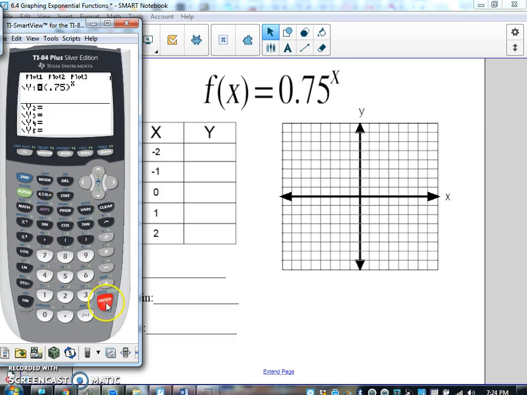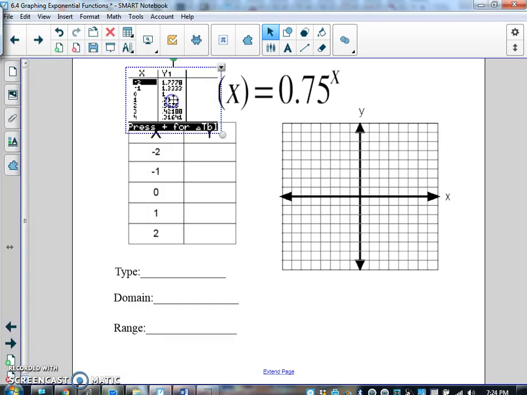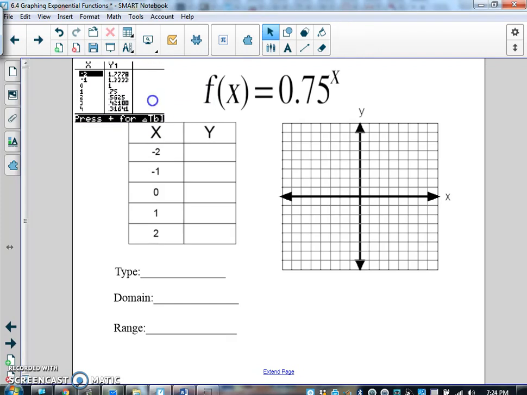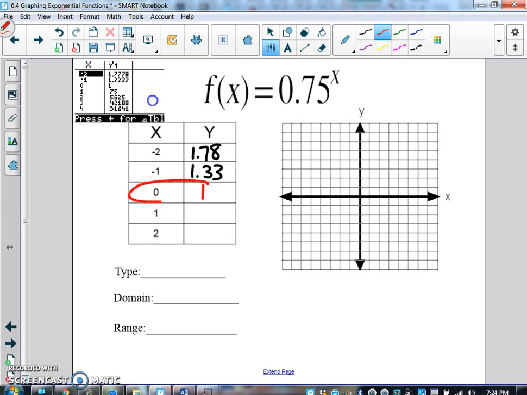Now that I've done that, very good, I go second graph, and I see again my values here. I start off for an input of -2. My value is 1.78. A value of -1 is 1.33. I go through that point 0, 1. As usual, again, it's a parent function. My a value is 1. At an input of 1, I get 0.75. And at an input of 2, I get 0.56.